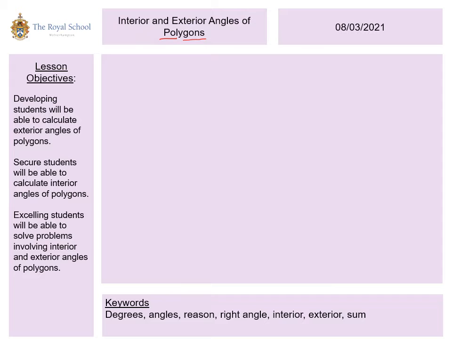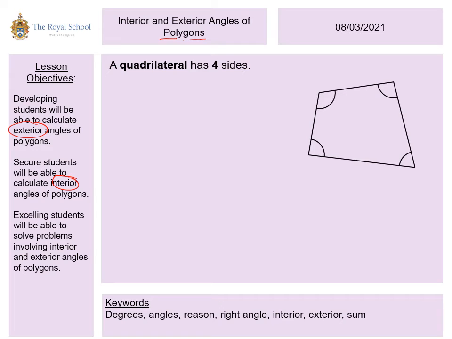So developing students today are going to have a look at exterior angles. These are the angles outside a shape. Secure students will be looking at interior angles, the angles inside a polygon. Then excelling students are going to be doing some problem solving with that. So today we're going to start off with a polygon, a quadrilateral, which has four sides. This one is an irregular quadrilateral, because it doesn't have equal sides and it doesn't have equal angles. We can have a look at some of the properties of it.